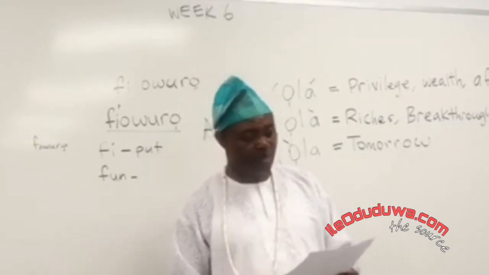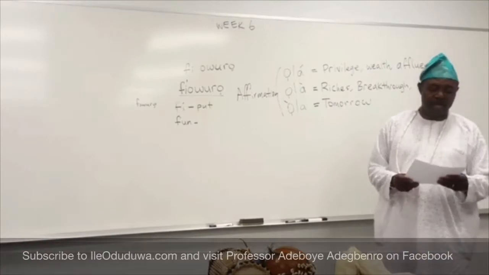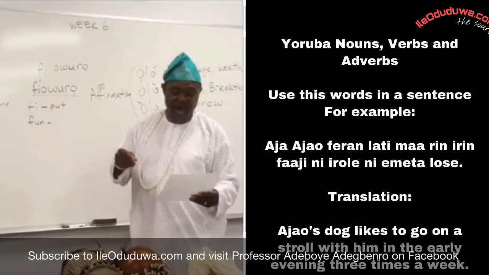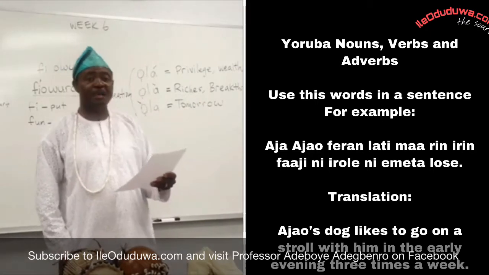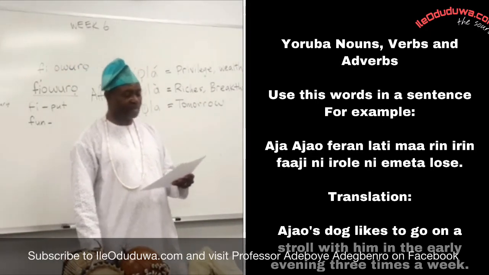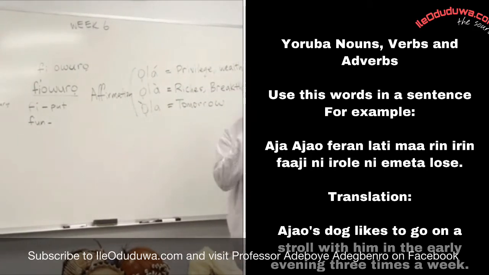So, for example, use these words in a sentence. For example, Ajá Àjàó fẹ́ràn láti máa rin ìrìn fàájì ní ìrọ̀lẹ́ ní ẹ̀mẹ́ta lọ́sẹ̀. Alright? Ajao's dog likes to go on a stroll with him in the early evening 3 times a week.